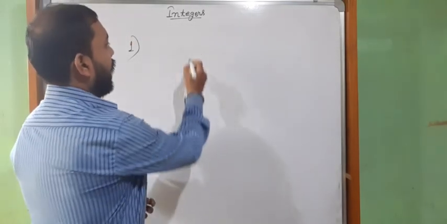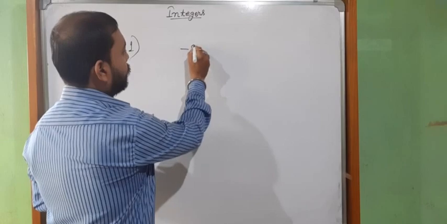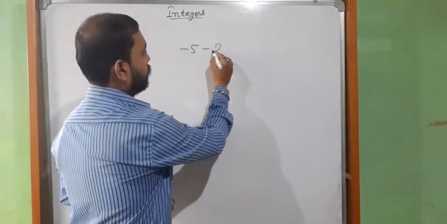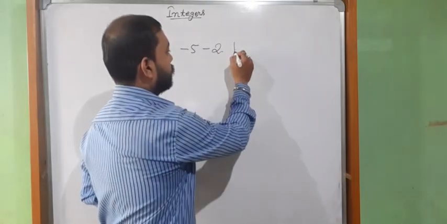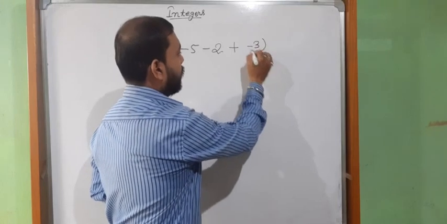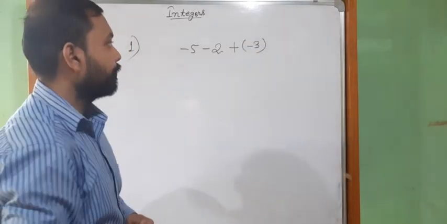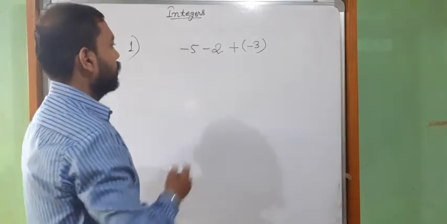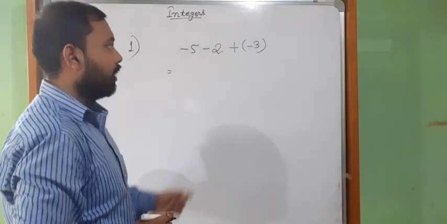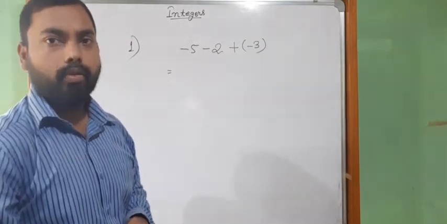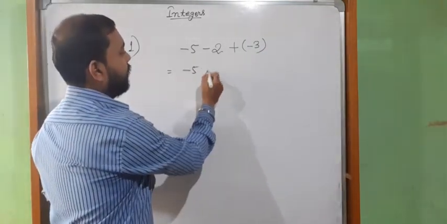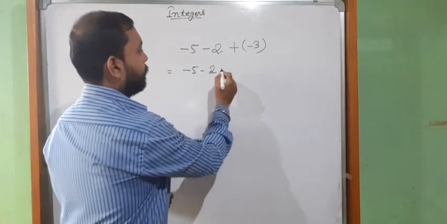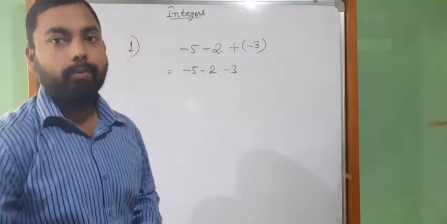Suppose I have taken -5, minus 2, plus -3. Let me take now 3 integers. So how can we add these integers? First remove the brackets. So -5 is there. I am writing -5. Then -2. Now plus and minus, it will be minus, so you put minus here and it will be 3. We have removed the brackets.